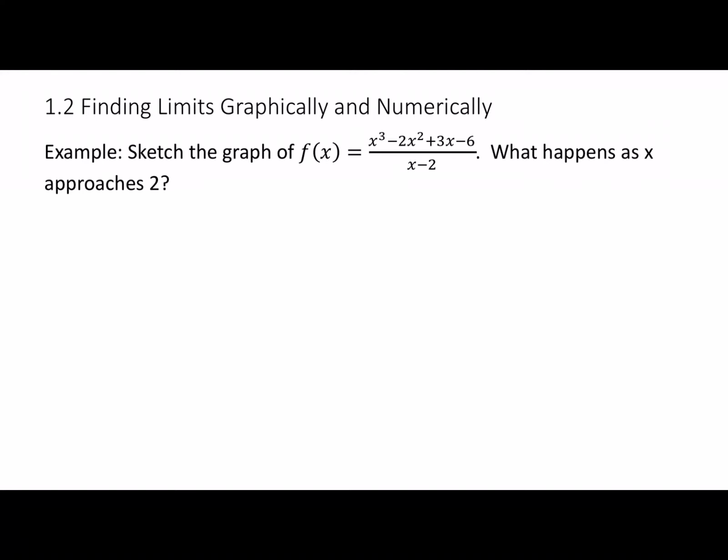In this video, we're going to talk about how to find limits graphically and numerically. So let's start with an example. We want to sketch the graph of this function. Now notice this polynomial on top factors.